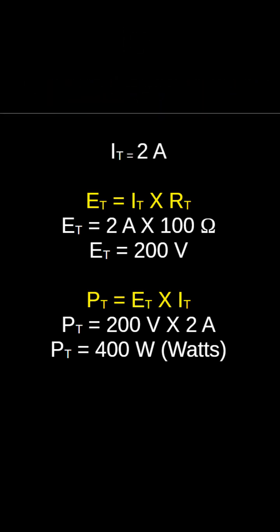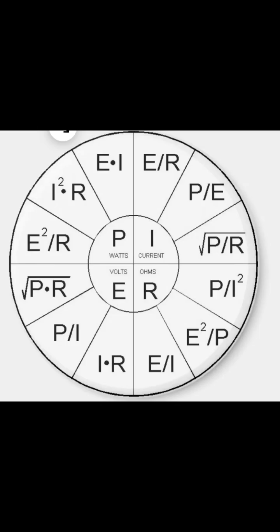There are other formulas to find power in a series circuit. Refer to the circle diagram of formulas from lesson 4. Use the formula for the known values. Sometimes you have to solve for an unknown value first before you find another unknown value.